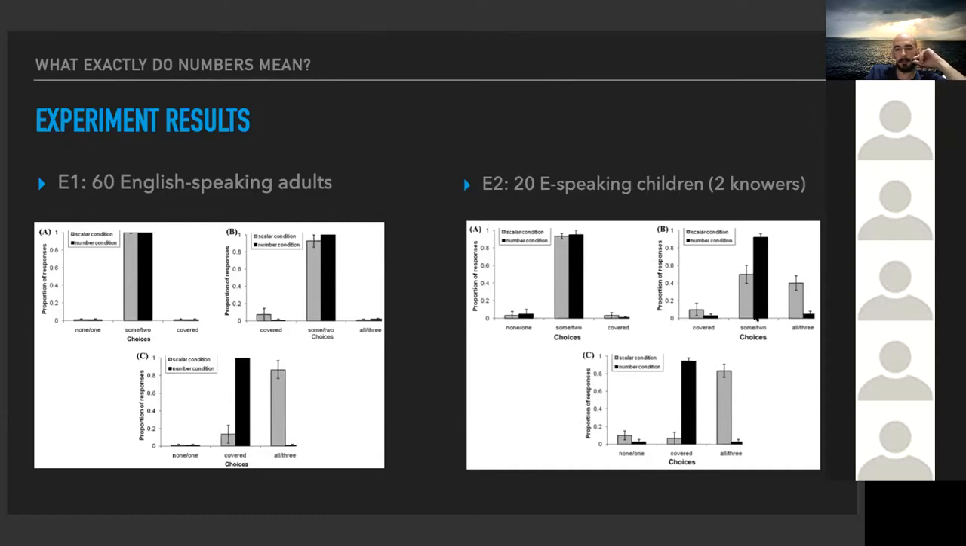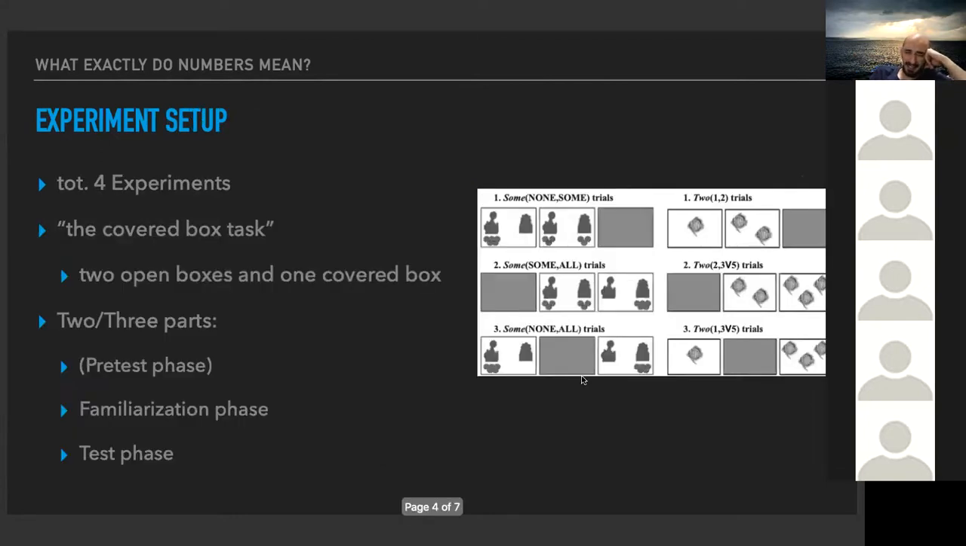So what's the problem with that? We could say that children cancel out the scalar term and just choose a box where Cookie Monster has cookies at all. So for this, they made another experiment. Sorry, can I ask you to go back to the pictures, because it's not easy for me to remember which results belong to which condition, right?